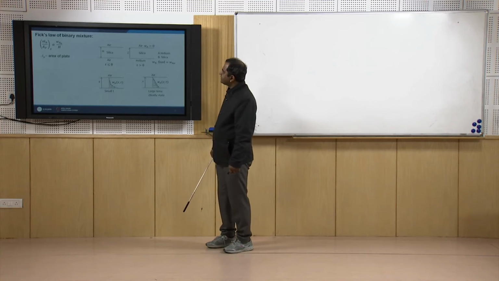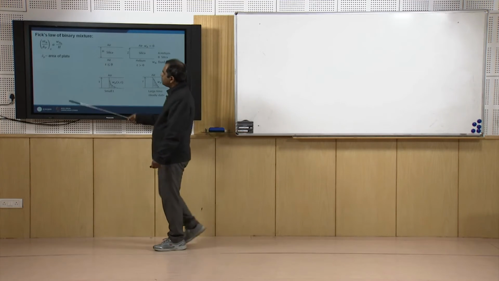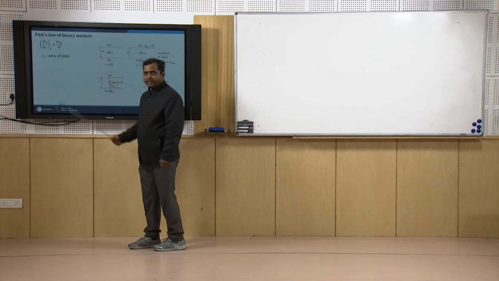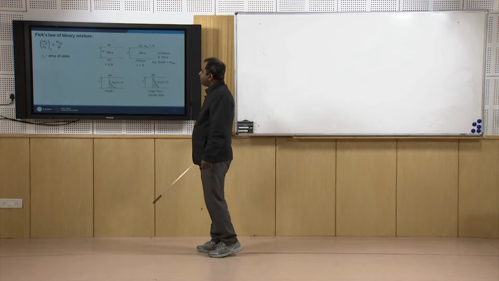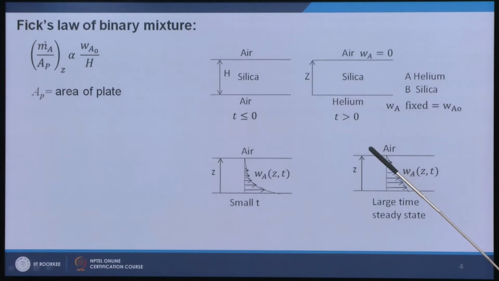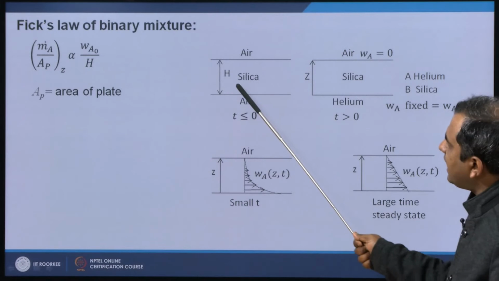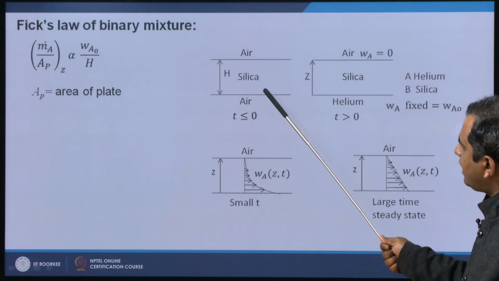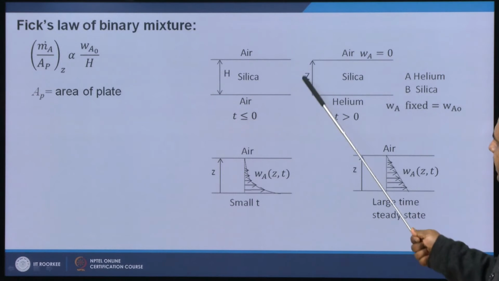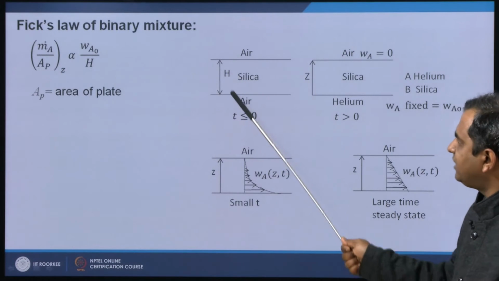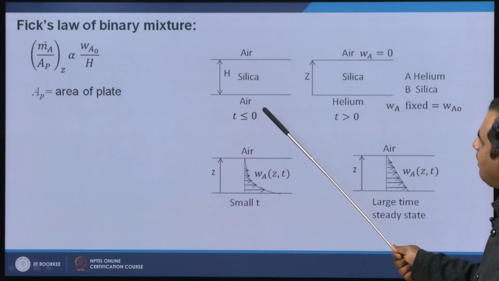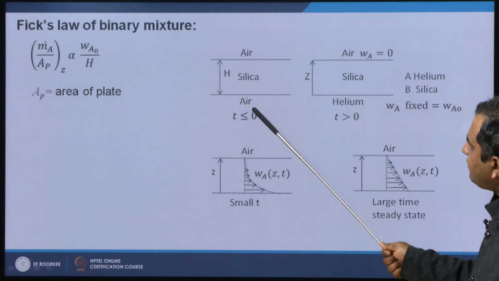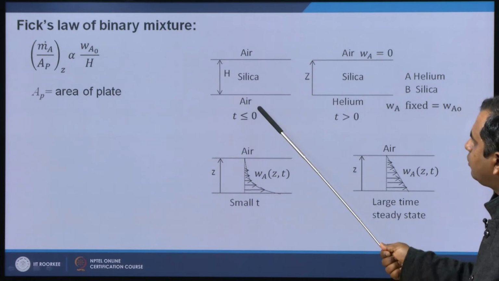So, after this, let us see a new law which we will be defining as Fick's law, and this is defined for a binary mixture. But before going there, let me show you a small example over here. Let us say we have silica in between two walls, okay. So, this is a silica compact, you can say, having height h, let us say. Now, at the beginning, let us say both sides of this silica are in contact with air, okay. So, it is having air.